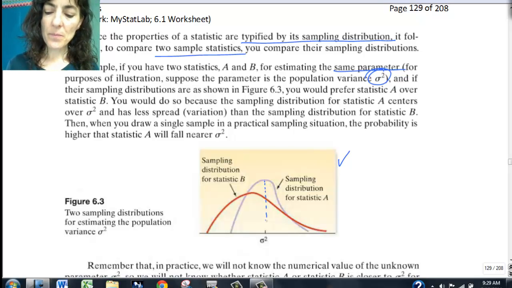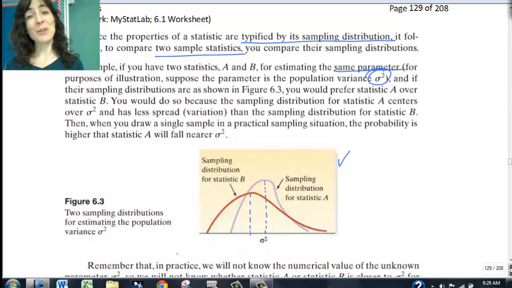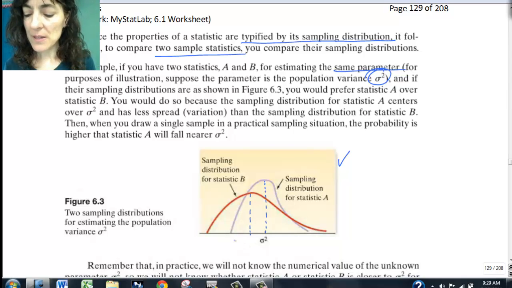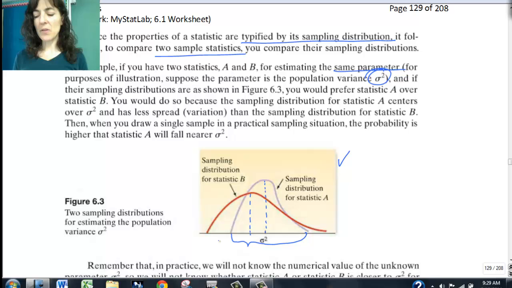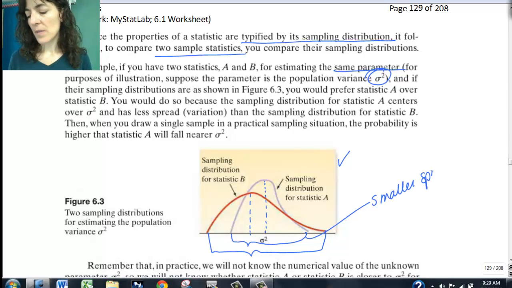This one has its center right at our sigma squared, our variance. This one is centered elsewhere. So it's a little bit off from what our actual variance is. So for that reason, we wouldn't like statistic B so much. And then there's one other thing that we look at, and that is the spread. So when we're looking from one end to the other, and we're saying, well, there's less spread here than there is here. So this has small spread, and this one has larger spread.